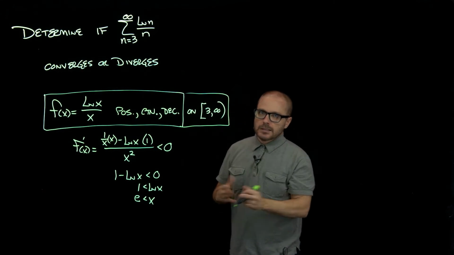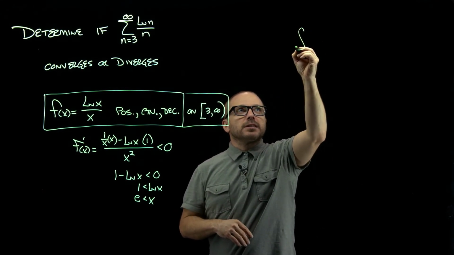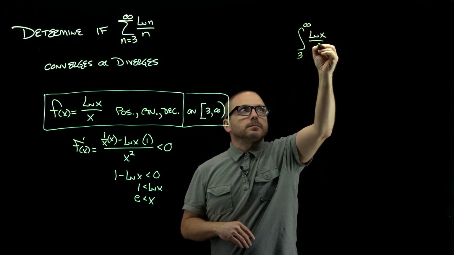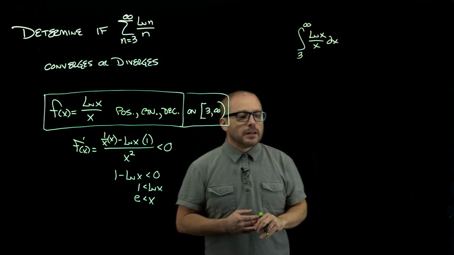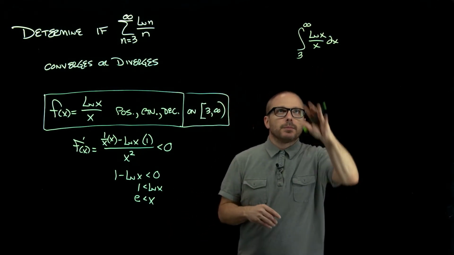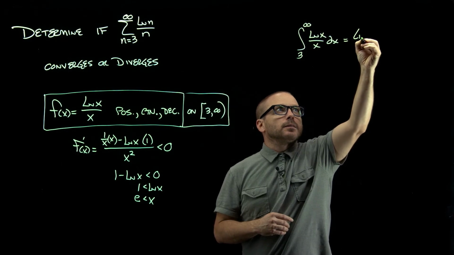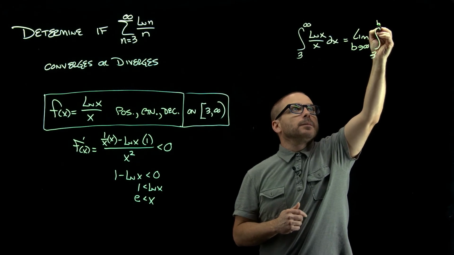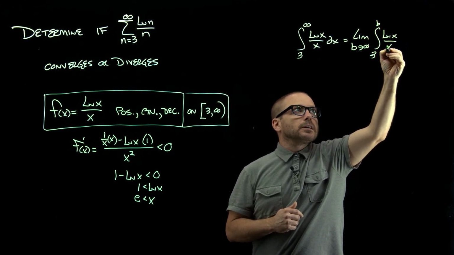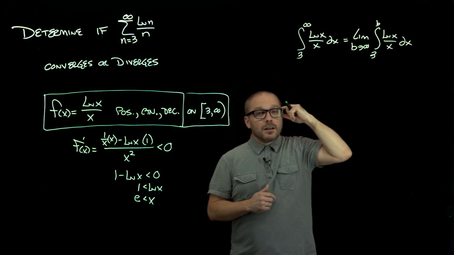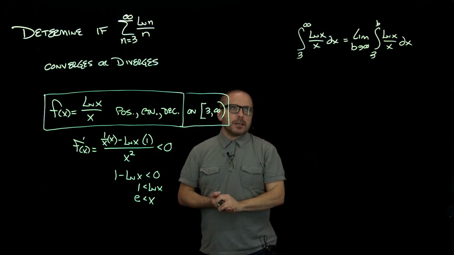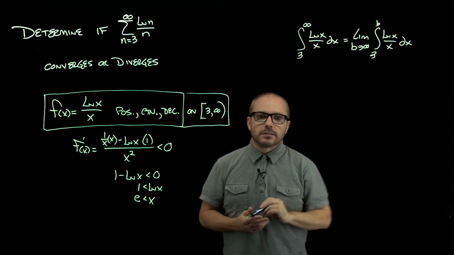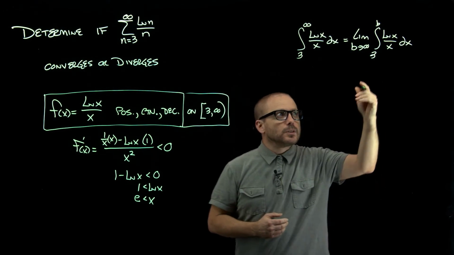Now, let's do the integral. So now we just have to investigate whether or not this integral converges or diverges. And remember, first step in an improper integral is to make it proper. So we're going to take the limit as b goes to infinity of the integral from 3 to b, natural log of x over x dx. And now we have to think about how we integrate that. What should hopefully jump out at us is that the derivative of natural log of x is 1 over x, and so u substitution.